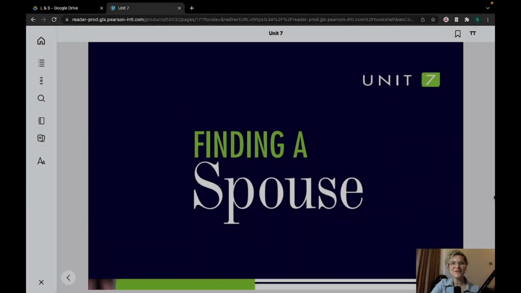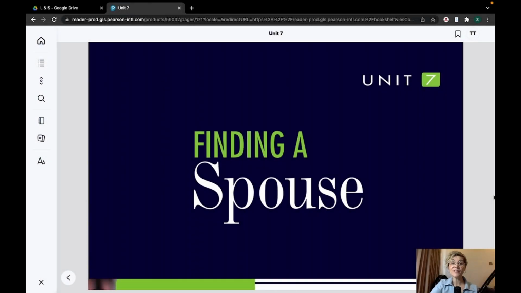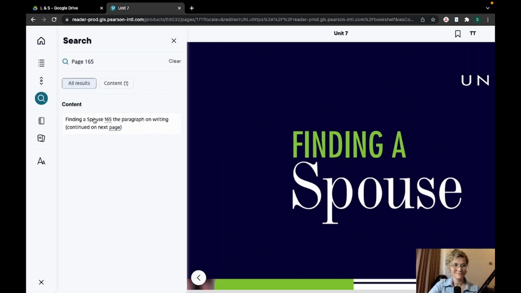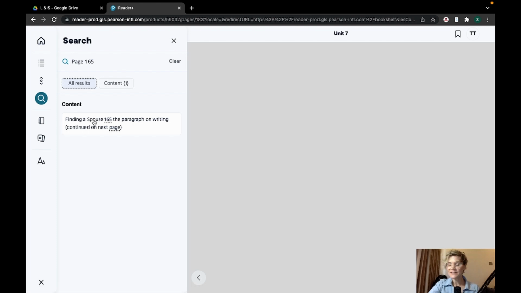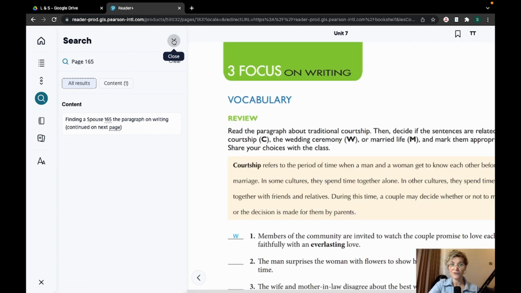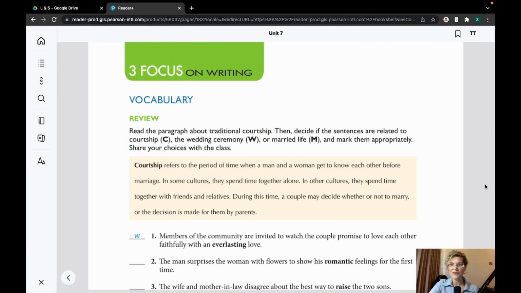Welcome back everybody, Unit 7, Finding a Spouse. We have come to the end of our unit, which is Focus on Writing. So if you can open your textbook, let's go to Focus on Writing, which is on page 165. It is going to be a review of the vocabulary that we have learned throughout this unit. So let's do that first.